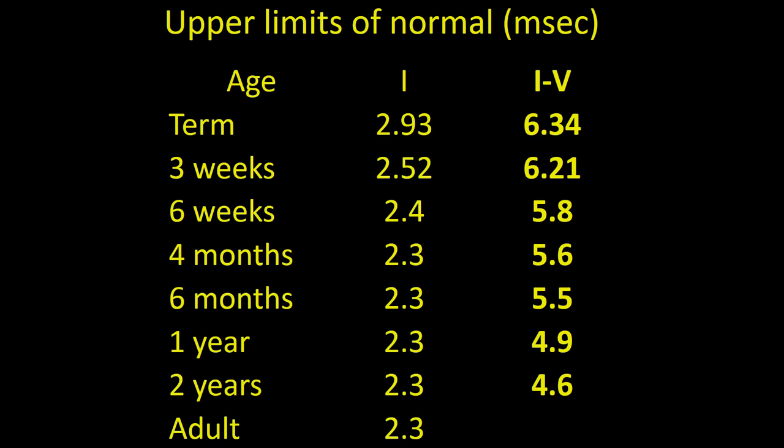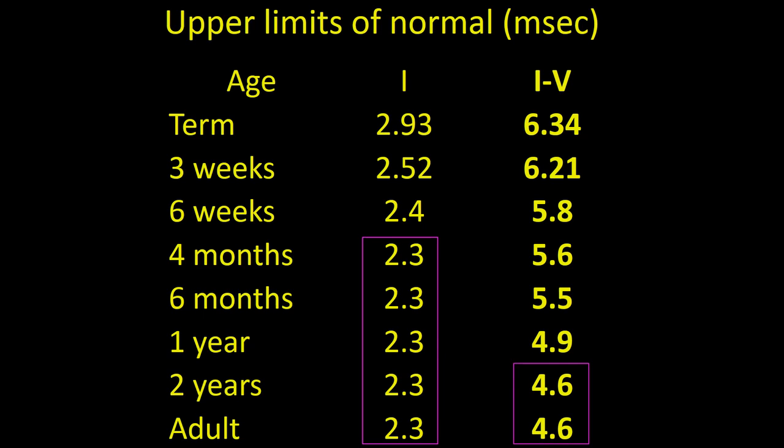In adults, the upper limit of normal latency to 1 is 2.4 milliseconds, and the 1 to 5 interpeak interval should be less than 4.6 milliseconds. Notice that the latency to 1 after 4 months does not change, since it is solely dependent on peripheral nervous system maturation, whereas the 1 to 5 interpeak interval only stops changing after 2 years. This is so because it is then that the central nervous system at the level of the brainstem reaches maturity.